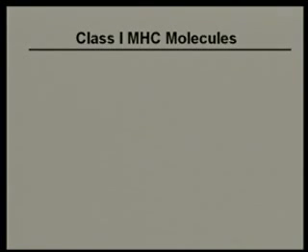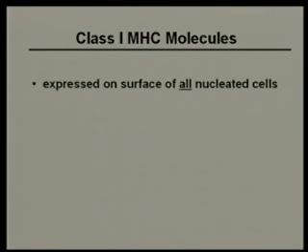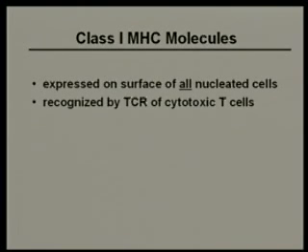So in the next lecture, we'll discuss in really great detail the MHC class 1 molecule. But for this lecture, what's important to discuss is what role it plays in the interaction with the T cell receptor. So MHC class 1 molecules are expressed on the surface of all nucleated cells. So almost all the cells in your body express MHC class 1. And this allows the immune system to recognize self from non-self. MHC class 1 is recognized by the T cell receptor on cytotoxic T cells.